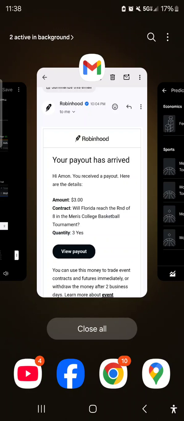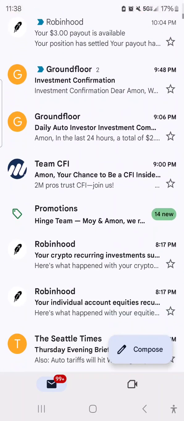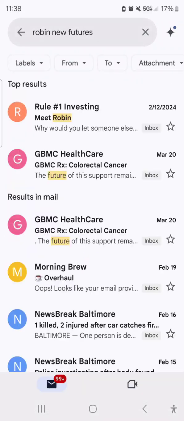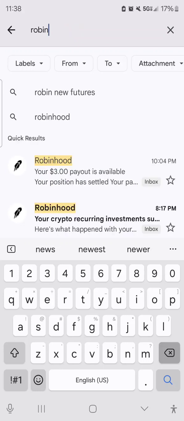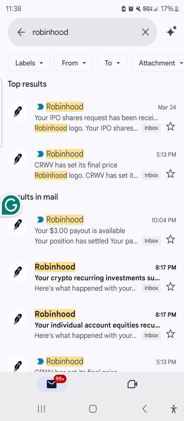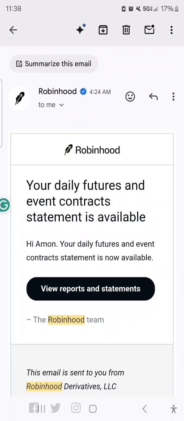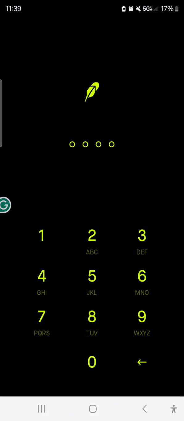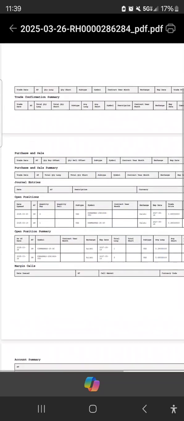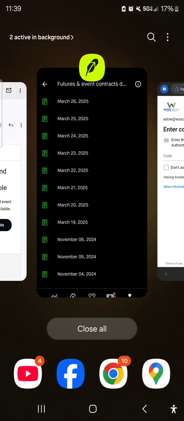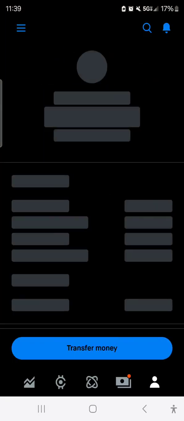Also, they have it where each day, as far as the contracts, they normally have, I believe, event contract statements. Let me see if I can pull one up for you really quickly. Hopefully I can end up finding one. Yeah, it says your daily, future, or event contract statements. You can click there, and then click and open the contract as well. So that's how that will work.